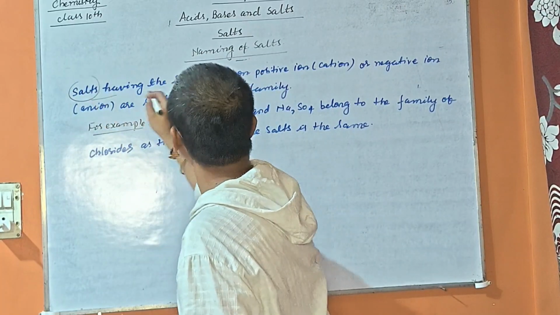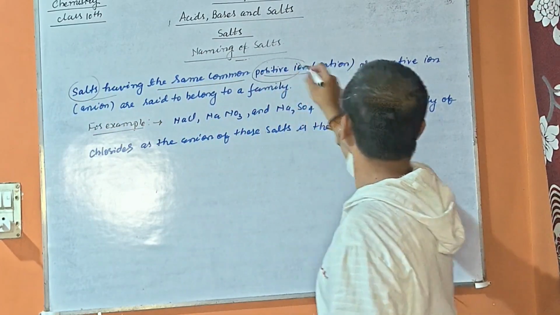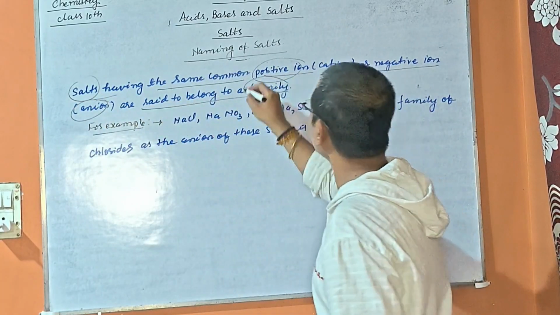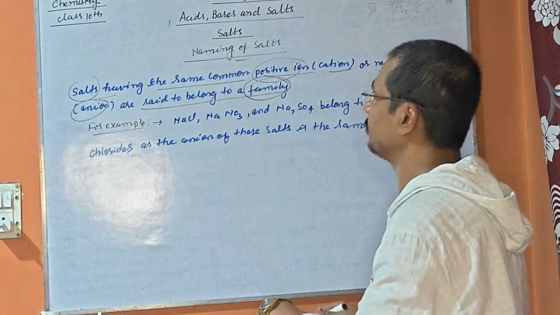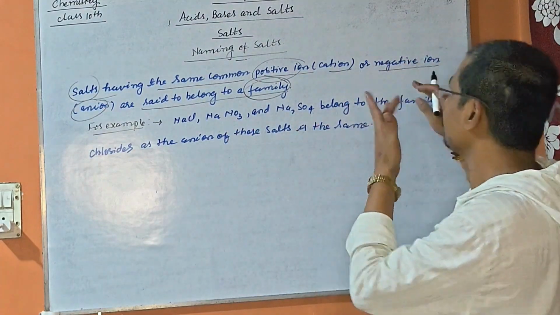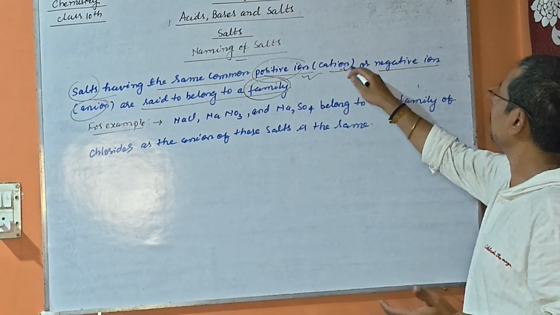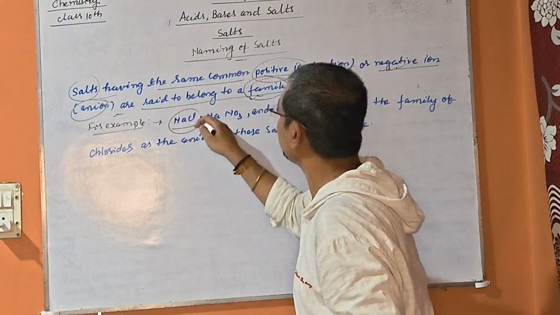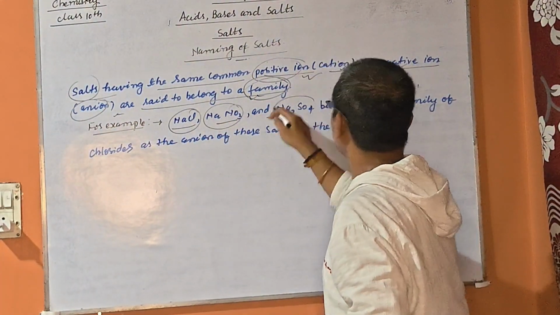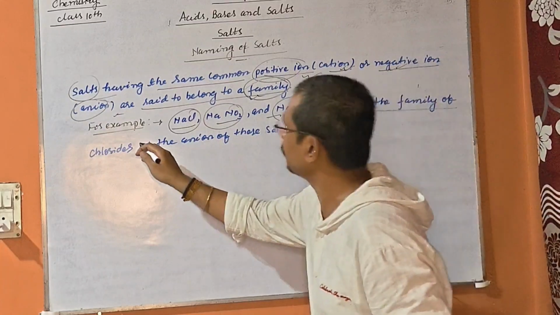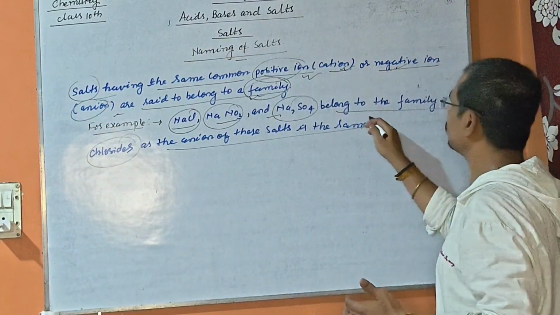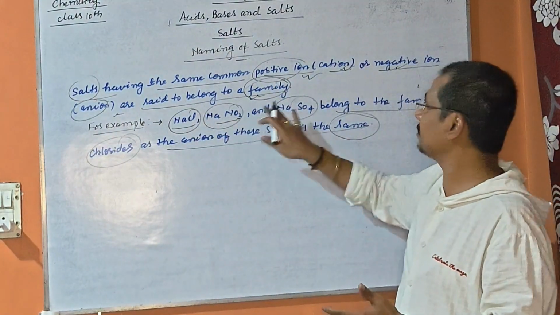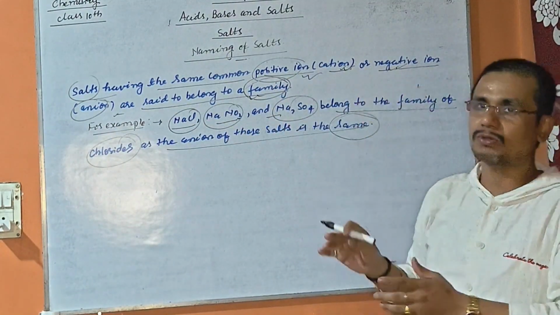Salts having the same common positive ion, that is cation, or negative ion, that is anion, are said to belong to a family. For example, NaCl, NaNO3 and Na2SO4 belong to the same family, as the cation of these salts is the same. So these are the things you have to understand.